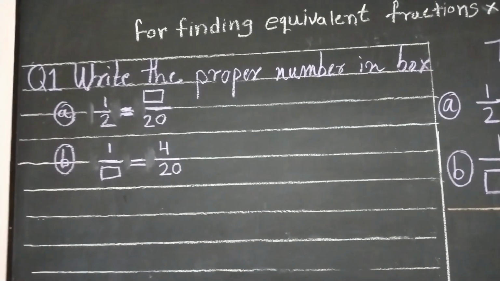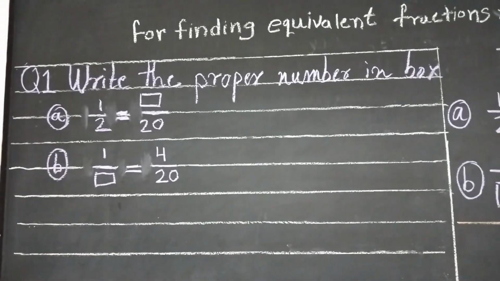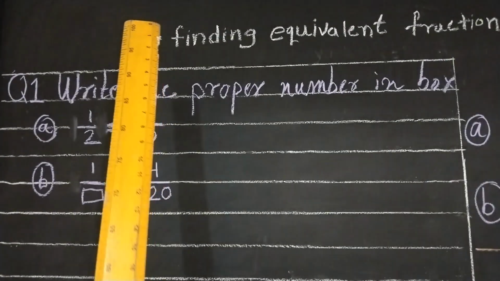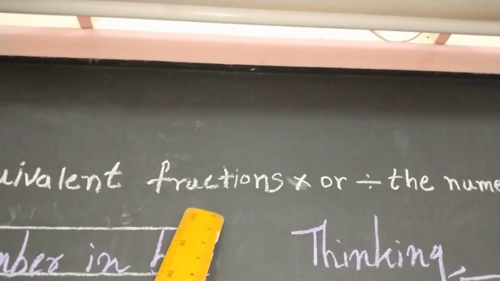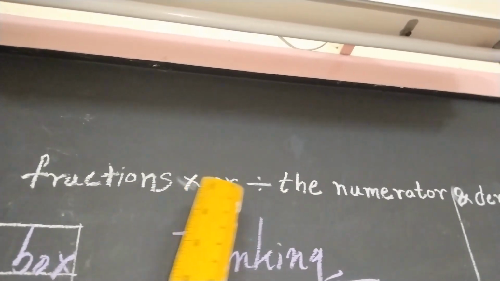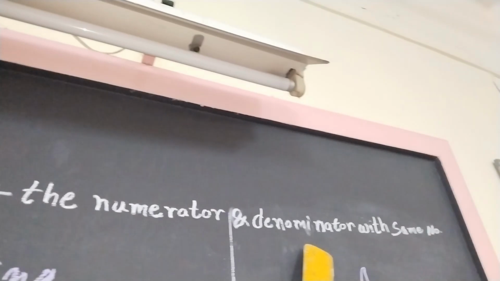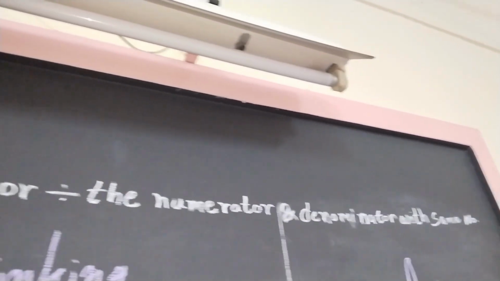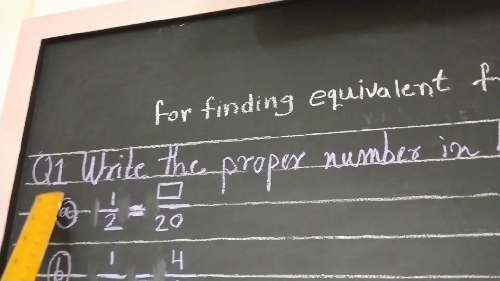Now let us solve the sums on equivalent fractions. All the sums on equivalent fractions are based on this: for finding equivalent fractions, multiplication or division of the numerator and denominator with the same number has to be done. This is the principle behind solving the sums. So let us come to the first sum.